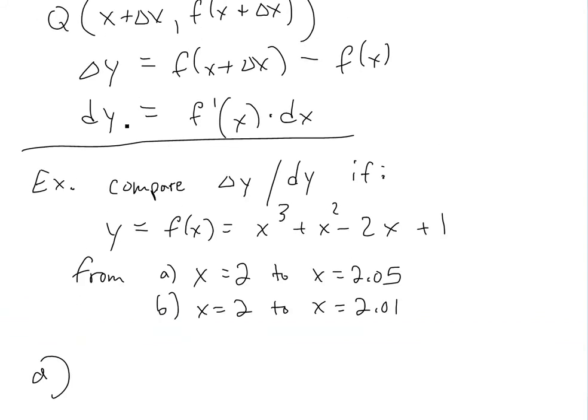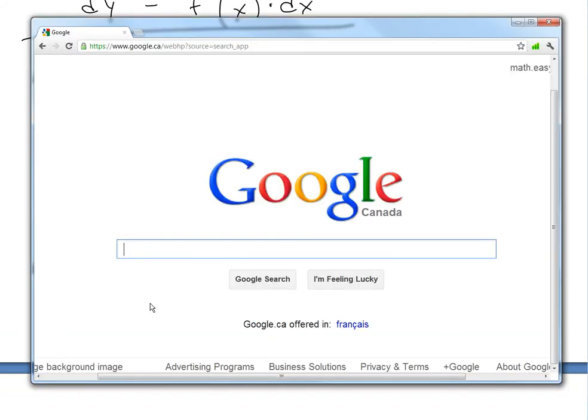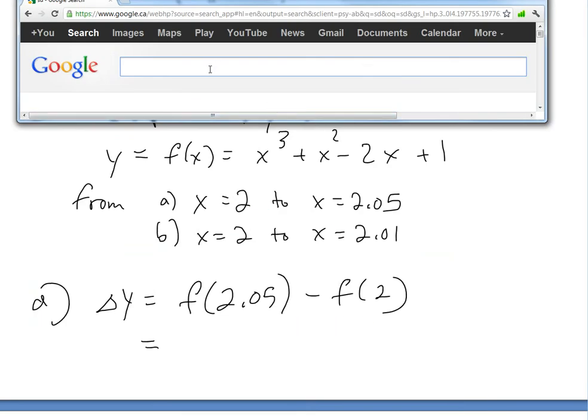Well, we know that delta y is just the change in these two values, so delta y is equal to f of 2.05 minus f of 2. And then you plug this in the calculator. F of 2.05 is just 2.05 cubed plus 2.05 squared minus 2 times 2.05 plus 1.